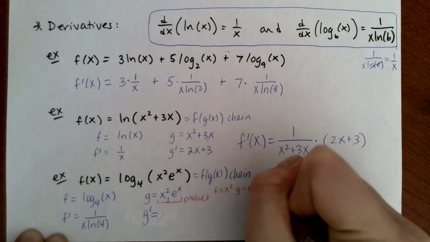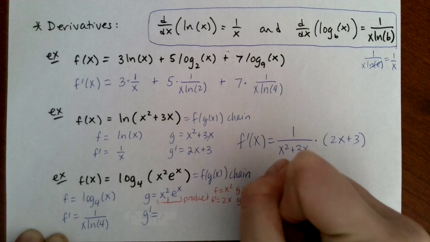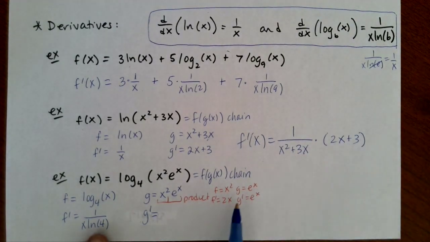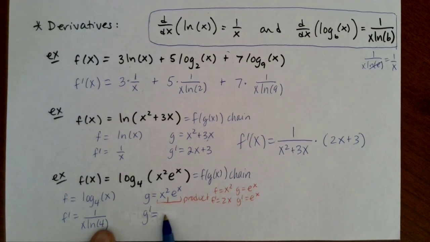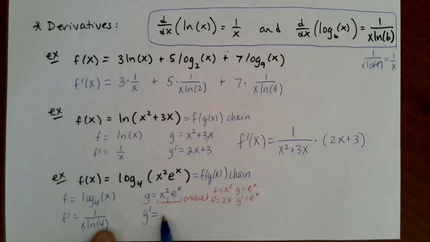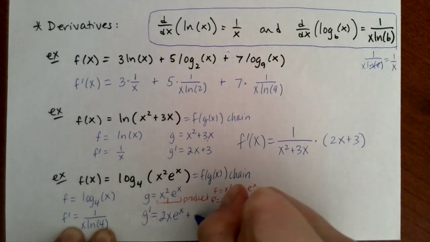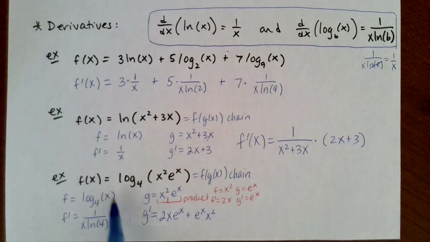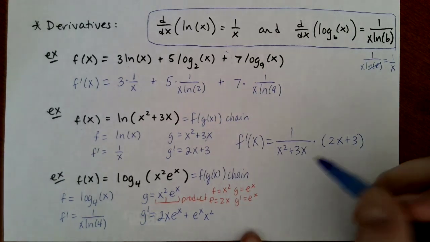x squared and e to the x are the pieces. Their derivatives are 2x and e to the x respectively. All right, so I'll product rule this stuff, f prime g plus g prime f, to get this last piece of my scratch work. All right, now I have all 4 pieces for my original chain rule. So I'll put together my final answer.